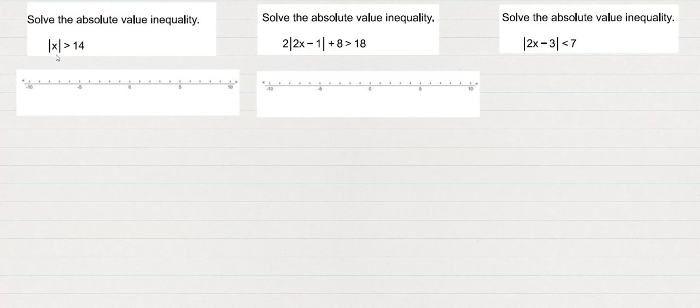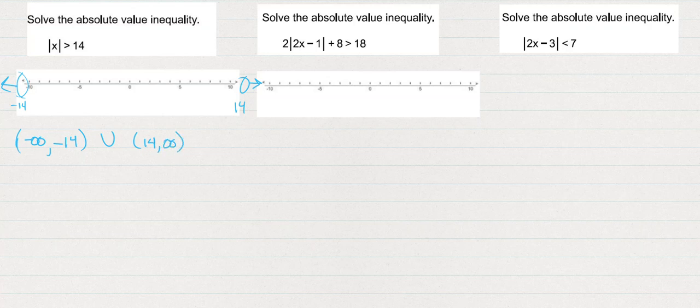If I have the absolute value of x greater than 14, then I could start at 14 out here and -14. And if the distance is greater than 0, I'd be working outward, right? So I could see that that's -infinity up to -14, or 14 to infinity.